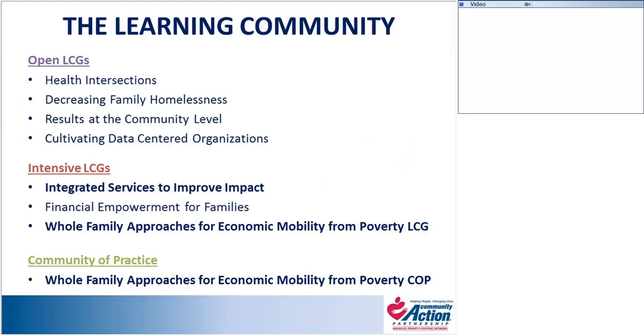Our learning community has about 7 different learning community group topics. We have open learning community groups, which are available to anyone in the network at any time, so these have open enrollment. All of the resources and past events are available to everyone on Community Action Academy, our online learning management system. And then the intensive LCGs that you see on the screen in the middle are by application only, and that comes around about once a year or so.